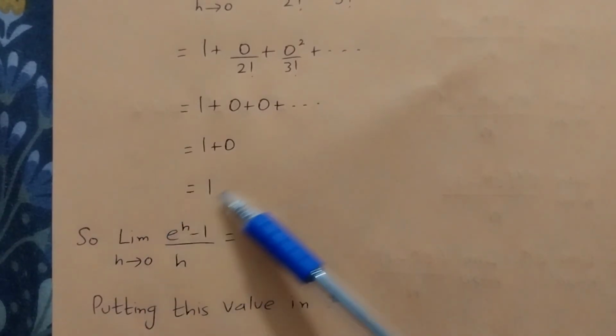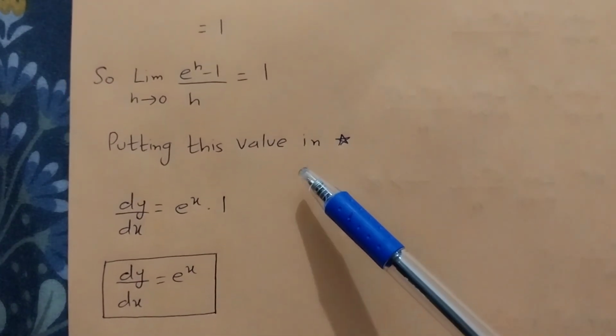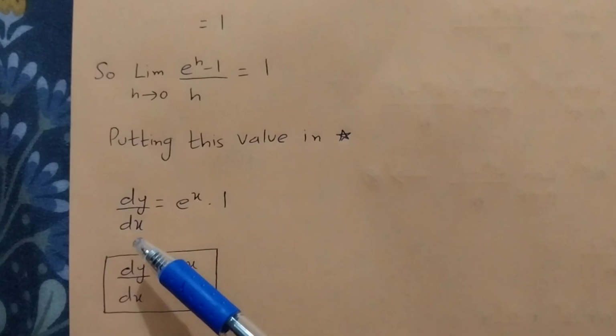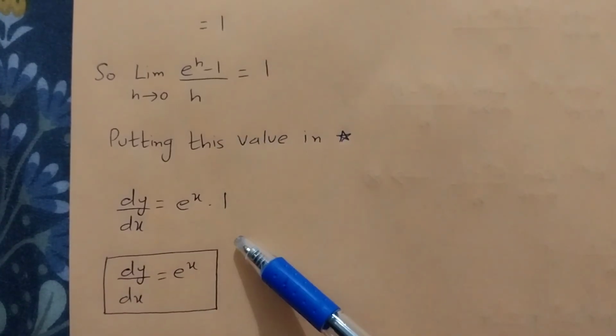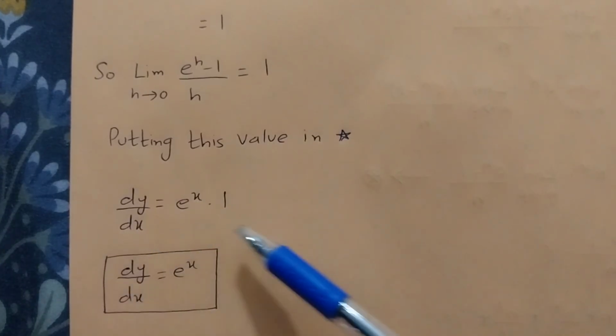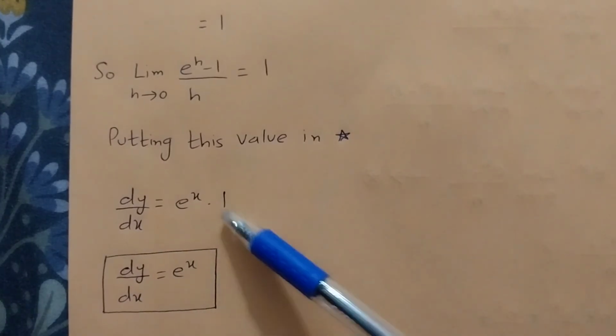Now we'll just put this value in the star equation to get our result. So dy by dx is equal to e raised to power x into this limit, which is 1. So dy by dx is equal to e raised to power x. So it turns out that the derivative of e raised to power x is itself e raised to power x.